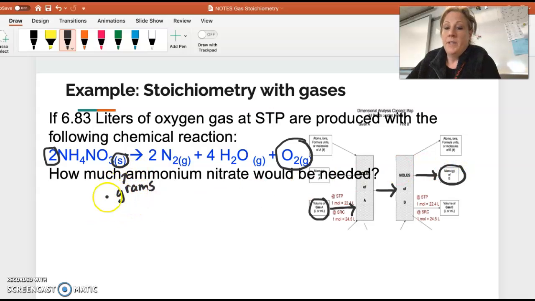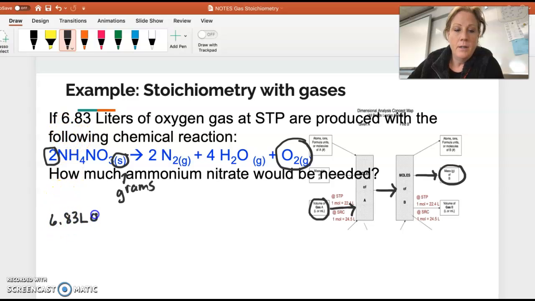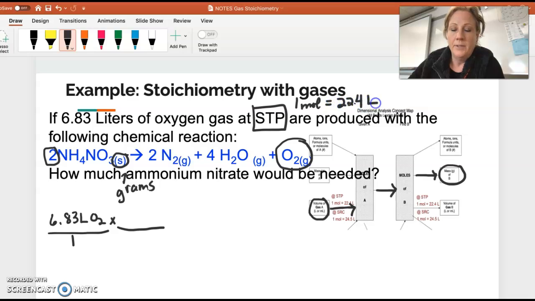So, we've done problems like this. The only new part for this question is just this first step. Like we've always done, we're going to write that beginning number over 1 on the far left of the problem. Then I'm going to remember STP means that 1 mole of any gas is 22.4 liters of volume. I'm going to put the 22.4 liters of oxygen, it could have been any gas, for every 1 mole of oxygen. So then I can see that my liters cancel and I'm at moles of oxygen.